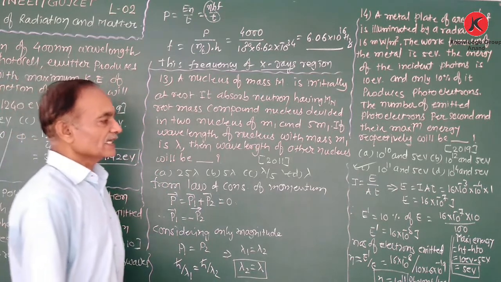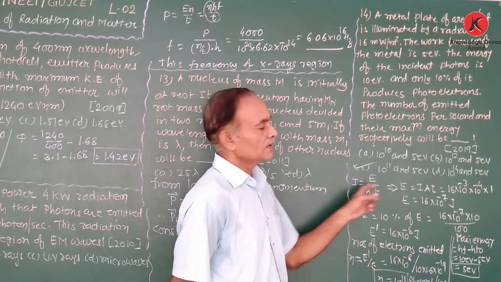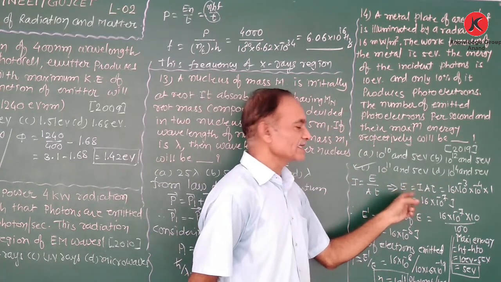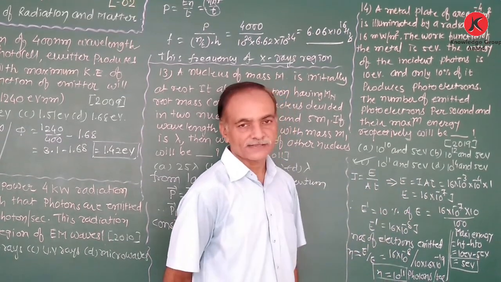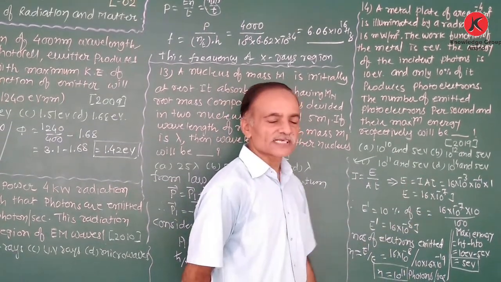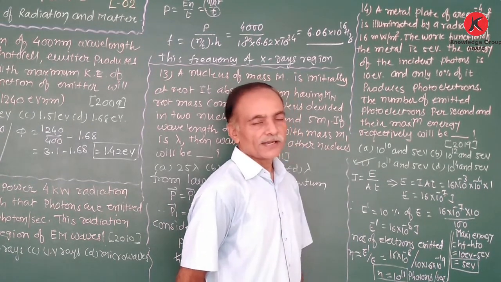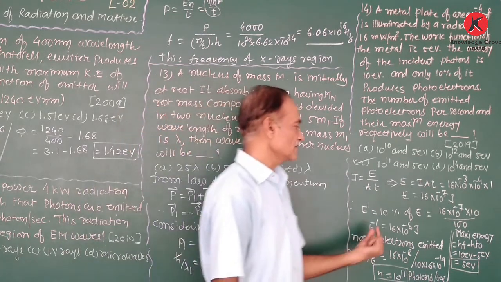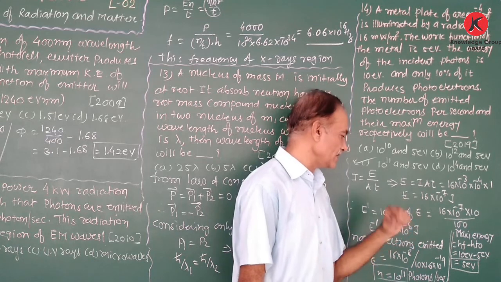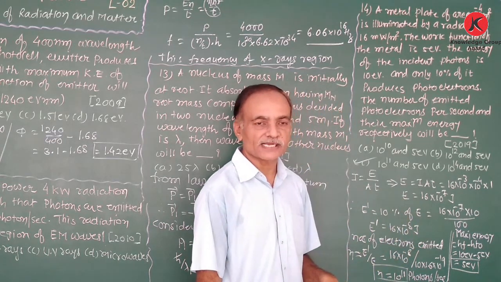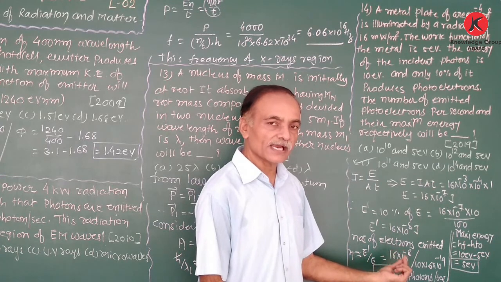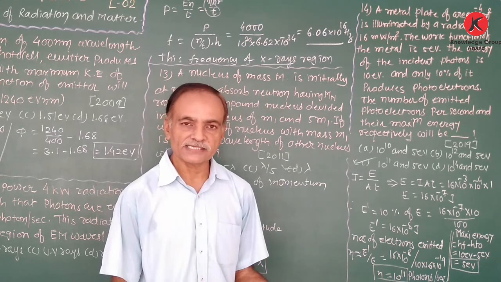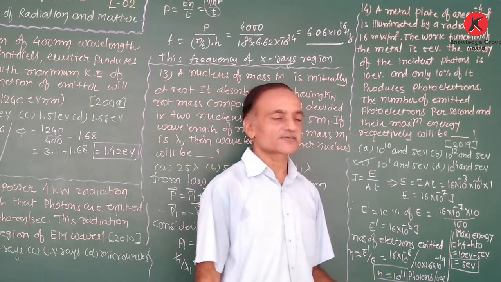So here intensity is given. First we find out the total energy incident on the surface. So total energy incident is E = IAt. We obtain E = 16 × 10⁻⁷ joule. Now, out of this incident energy, only 10% produces the photoelectrons. Therefore, E_ds is 10% of E, and we obtain 16 × 10⁻⁸ joule. Now, the number of electrons emitted is N = E_ds upon E, 10% of energy upon total energy. So we obtain 10¹¹.